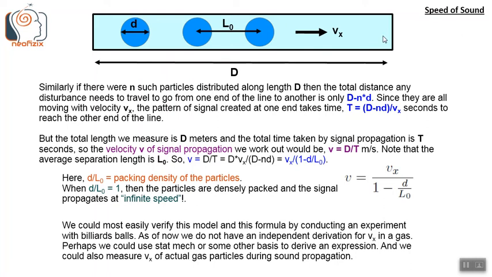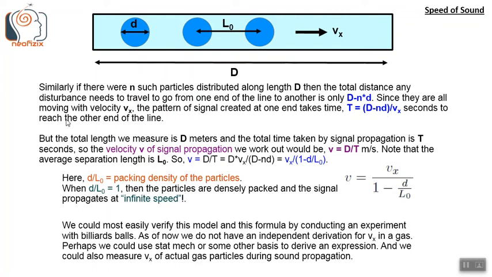Similarly, if there were a lot of N such particles distributed along the whole length L, then the total distance any disturbance needs to travel from one edge of this segment to another edge is only L minus N into d. Since they are all moving with velocity vx, the pattern of signal created at one end takes a time T equal to L minus N d divided by vx.